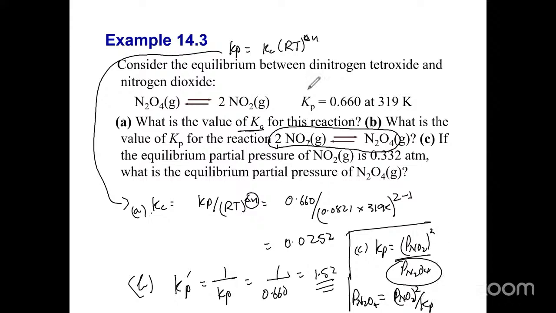I'm running out of space. I'm just going to continue up here. All right. So basically, the pressure of N2O4, which is what the question is asking for, would be equal to the pressure of NO2 squared. So that's 0.332 squared divided by KP, which is 0.660. So let's see what that gives. 0.332. Oh, by the way, this should be squared, right? Okay. So 0.332 squared.